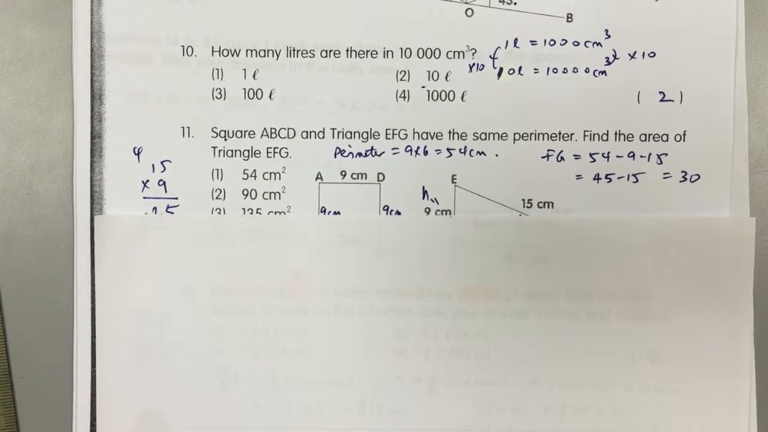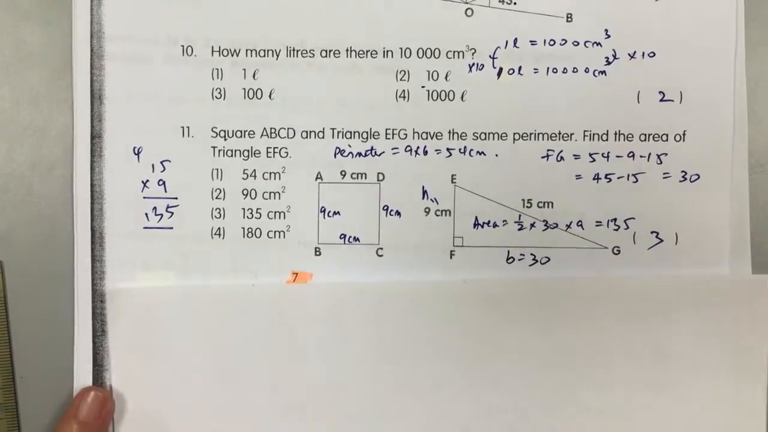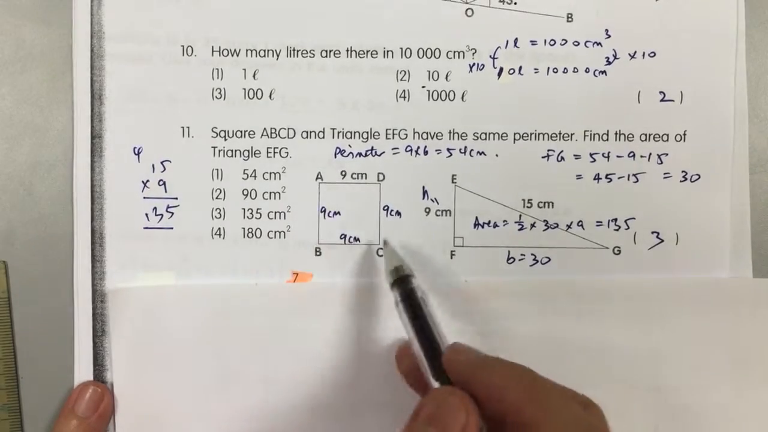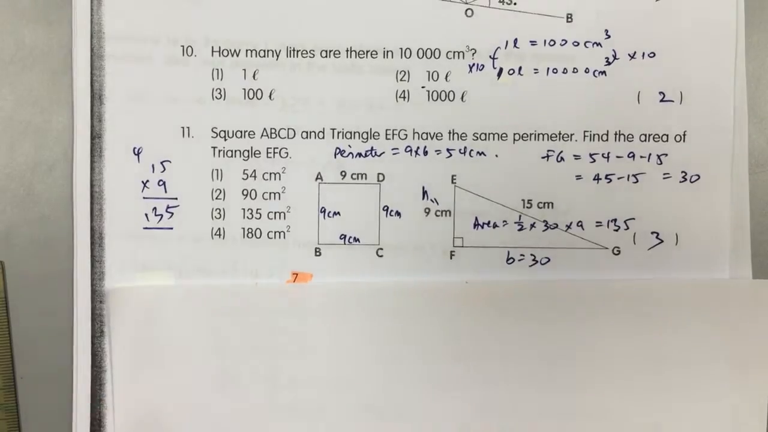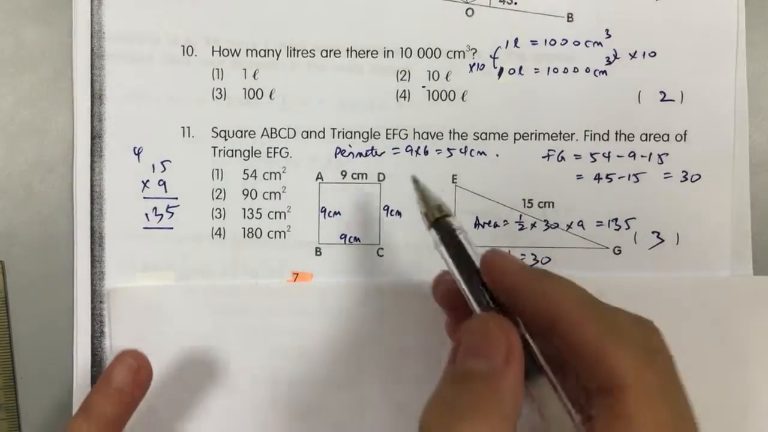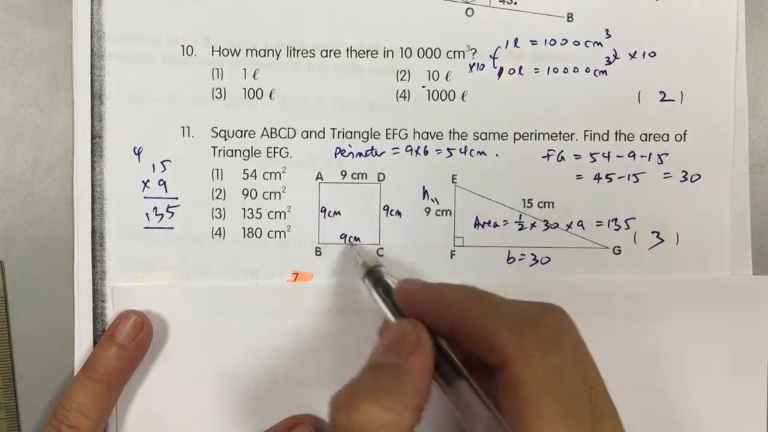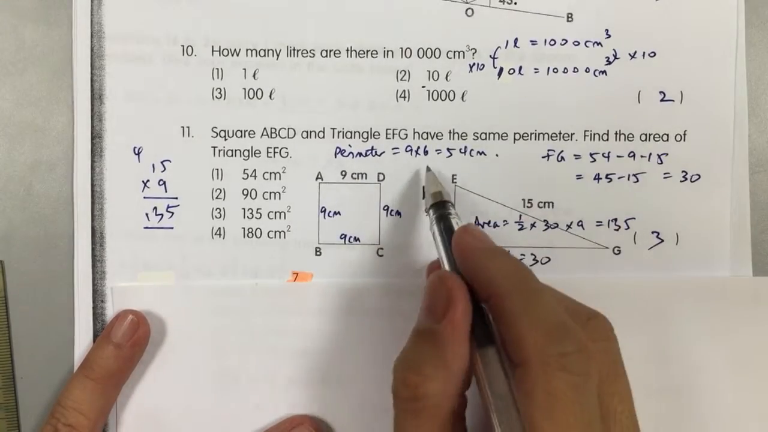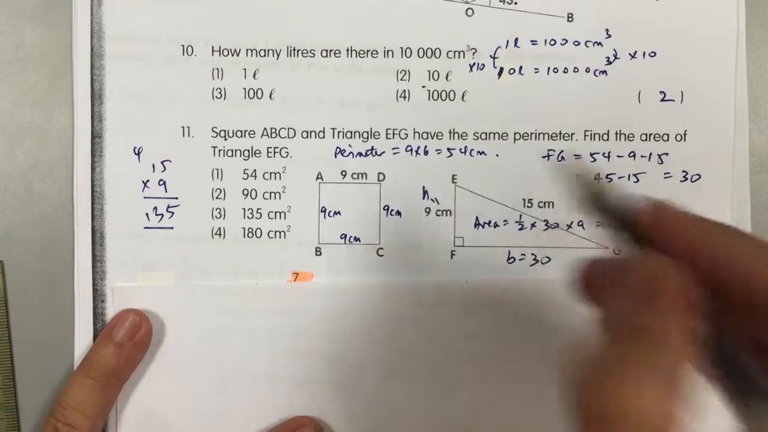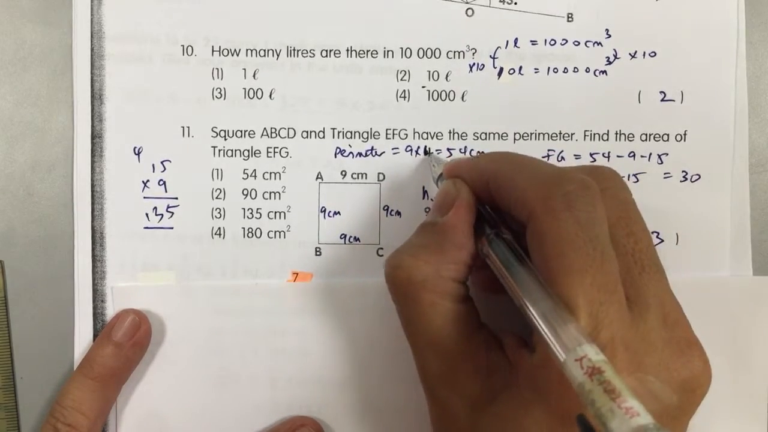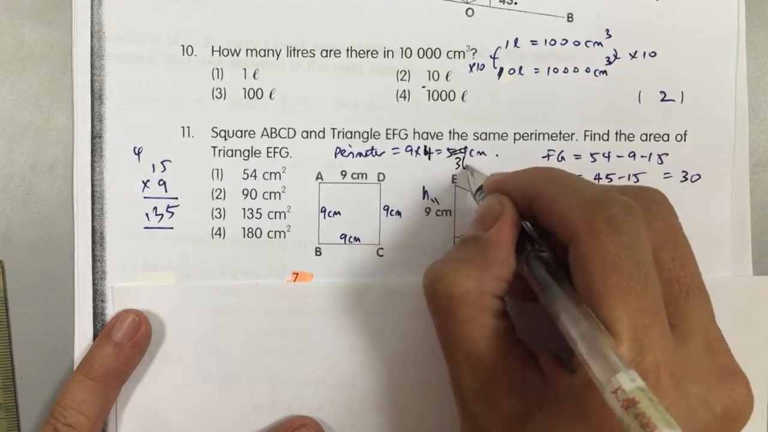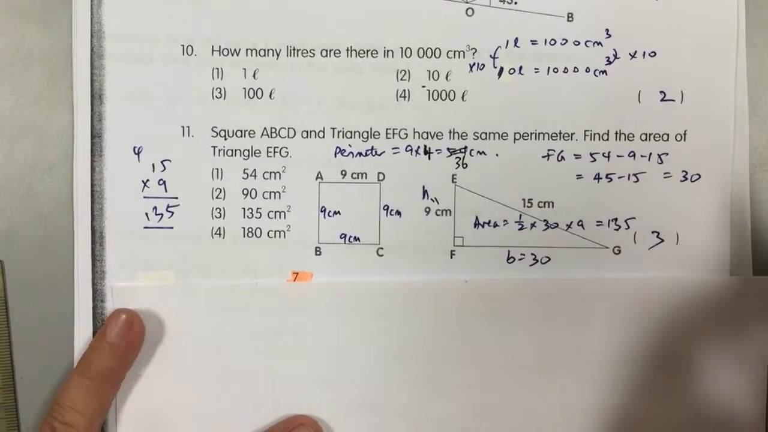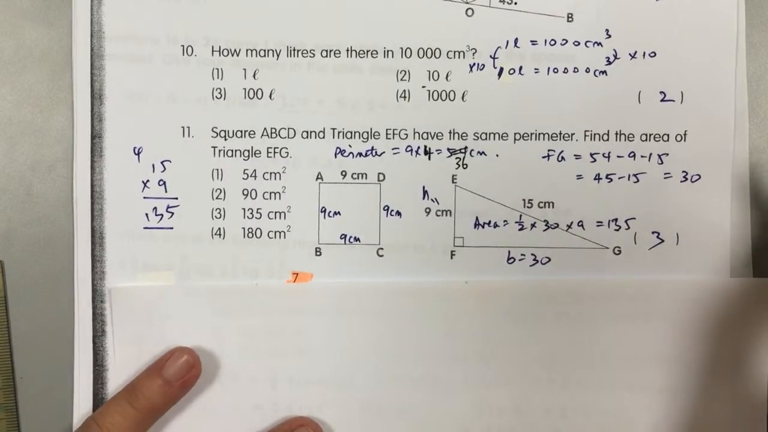Question 11. A square ABCD and triangle EFG have the same perimeter. Find the area of the triangle EFG. The same perimeter. The perimeter of the square is 9 times 4. I make a mistake there. 9 times 6 is wrong. It's 9 times 4. I have 36 cm. Okay, so there is 6 cm.